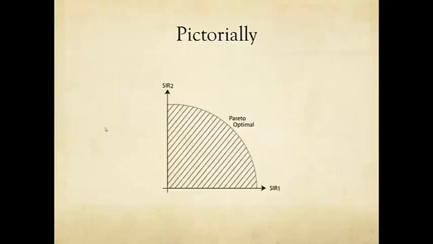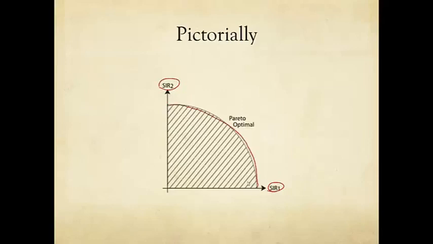Pictorially, what we are looking at in this case of transmit power control is visualizable in the following cartoon. Now, suppose we have just two users, so we can draw in a two-dimensional plane on a piece of paper, slide. And the first user's SIR is on the x-axis, the second on the y-axis.